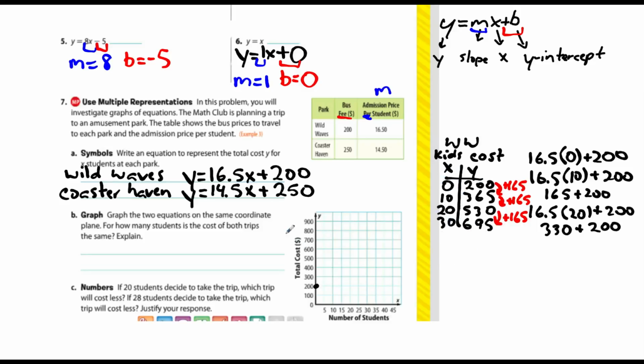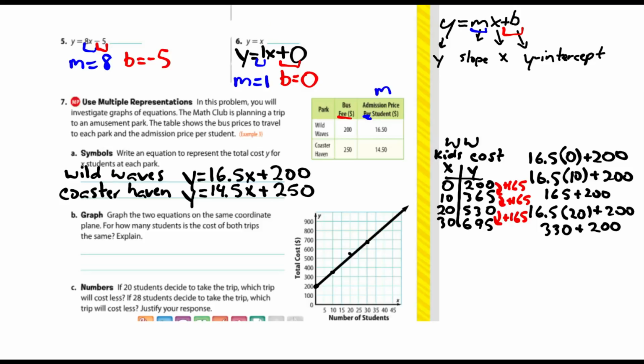Now this is enough to give us a good line. So let's plot some points. So 10, 365, between 300 and 400. 20, a little bit more than 500. And then 30, a little bit less than 700. And then we just connect our points. Almost perfect. Okay, so we're halfway done.